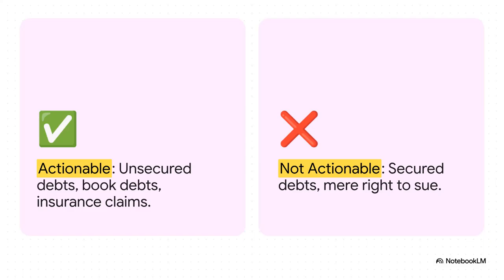Let's look at examples of actionable claims: unsecured debts, book debts, insurance claims, arrears of rent, versus what is not an actionable claim: secured debts, mere right to sue, and lottery tickets. Carefully contrast unsecured debts against secured debts here, and notice how a mere right to sue for unliquidated damages is completely excluded. Presenting this exact comparative breakdown in your exam shows true conceptual mastery to the university evaluator. It is the absolute hallmark of a distinction grade student.